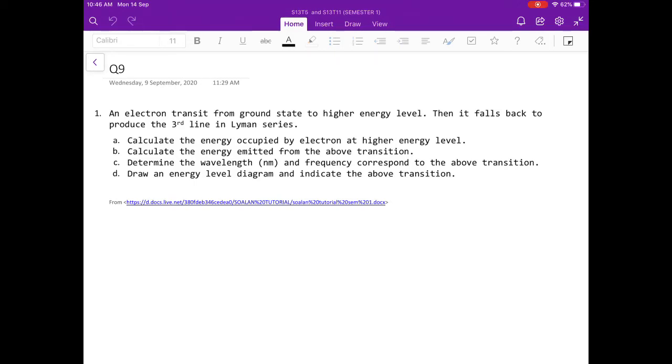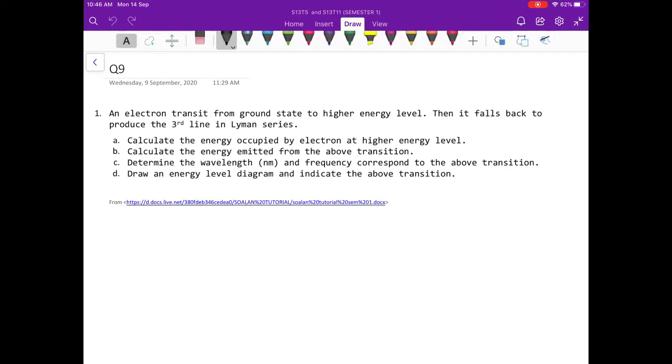So we will continue discussing question number 9. An electron transits from ground state to a higher energy level, then it falls back to produce the third line in the Lyman series. So we have two pieces of information. It transits to a higher energy level and it falls back to produce the third line in the Lyman series. We know that the Lyman series means it falls to n equal to 1.